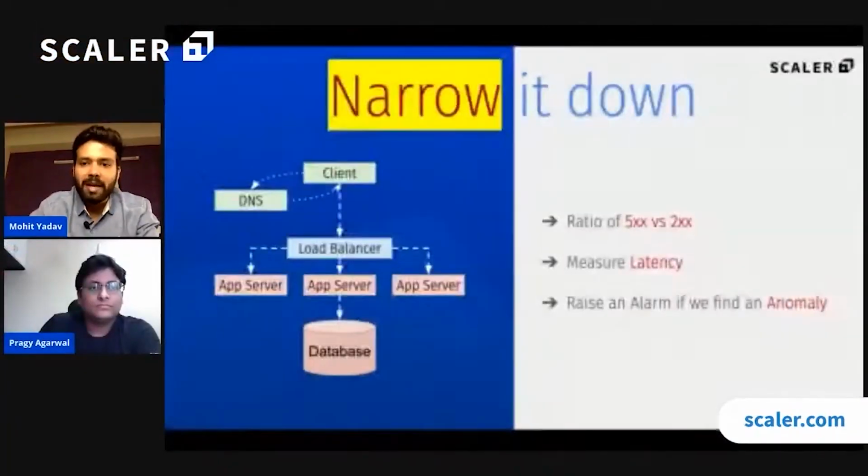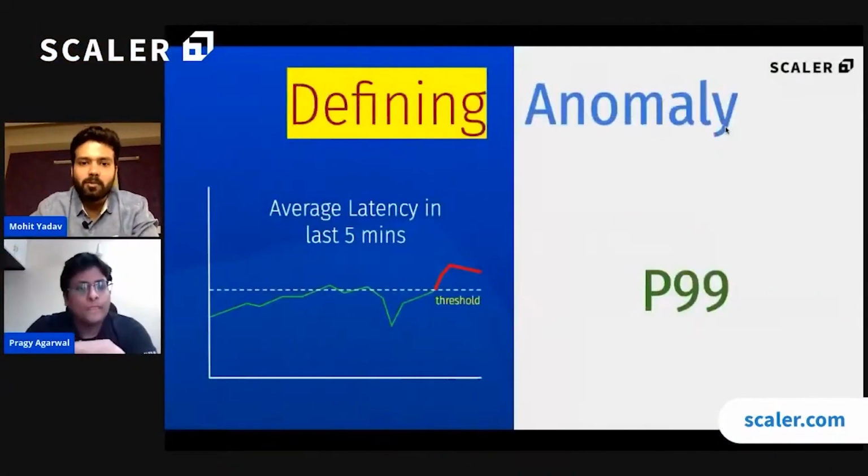Similarly, in software engineering, measuring the 99th percentile metrics, P99, is more important as compared to the average metrics. And this is true for any kind of metric, not just latency, right? We look at other metrics that are quite important. So Pragya, would you like to talk about some of the metrics that are important?